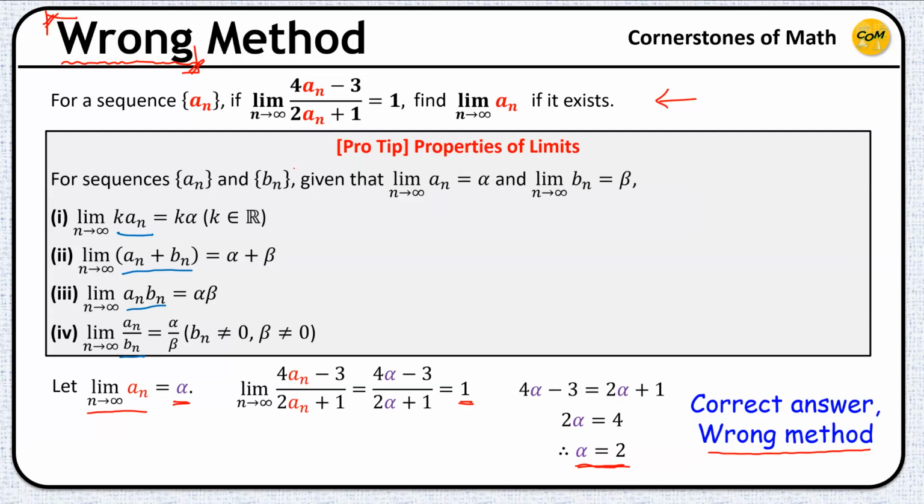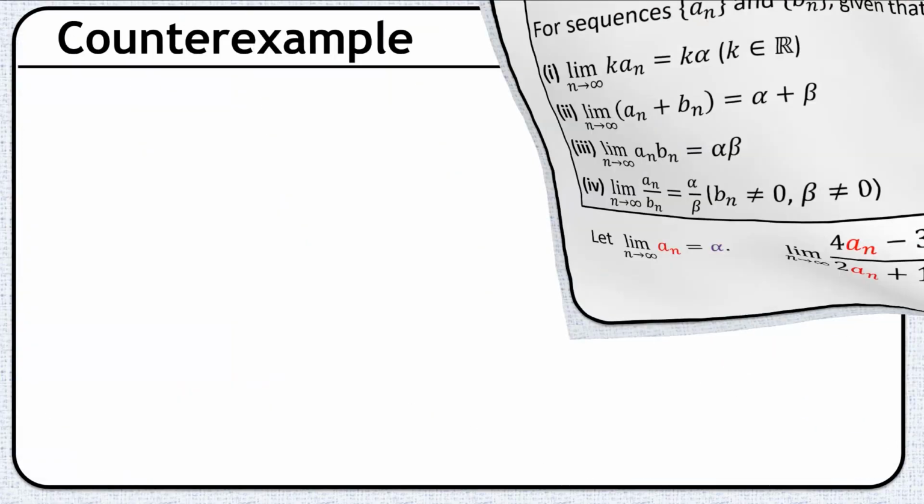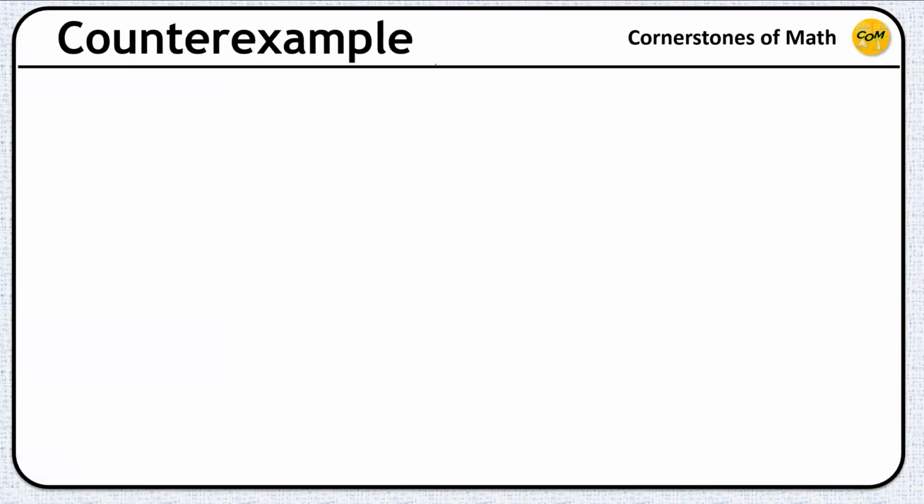The reason why this is wrong is because the above properties of limits are applicable only if we know that sequences an and bn converge. In other words, their limits exist. But it is not given in the problem that the limit of an exists, meaning that we cannot apply these properties straight away. I can even give you a counterexample where the limit of the rational expression of an exists, even though the limit of an does not exist.